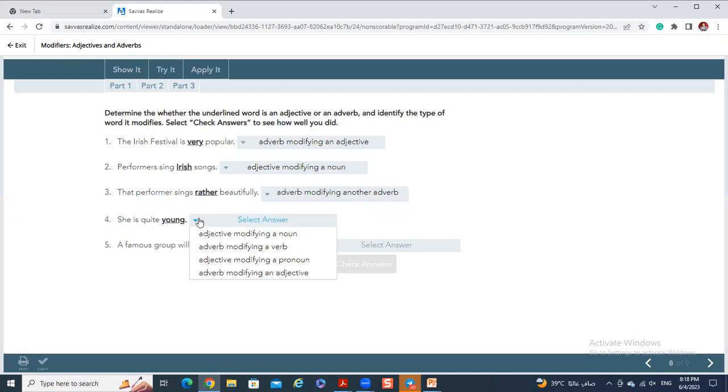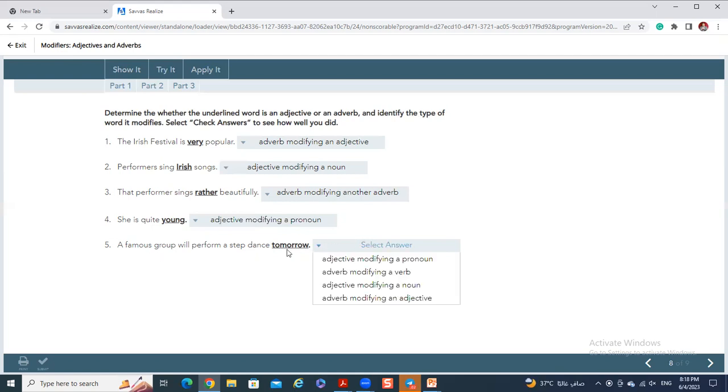Thank you. Streamer Adam, young. It's adjective or adverb? It's an adjective. Perfect. Does it modify a noun or a pronoun? A pronoun, because it modifies she. Perfect. The last one. Streamer Adam. Tomorrow. It's easy. Adjective or adverb? Adverb. Does it modify a verb or an adjective? Verb. Perfect. Tomorrow modifies will perform. When? He will perform tomorrow. Perfect.